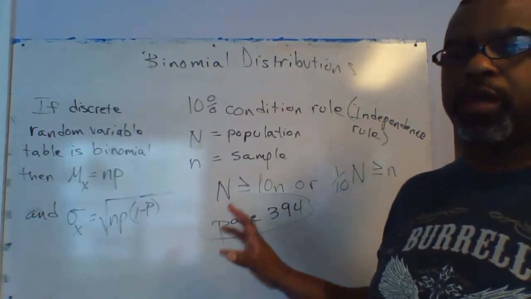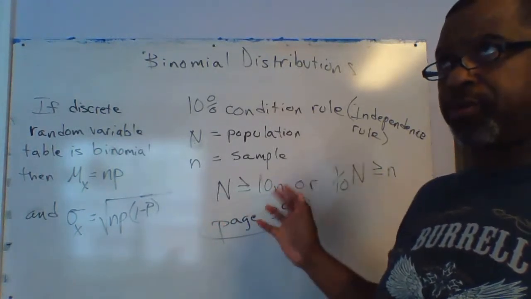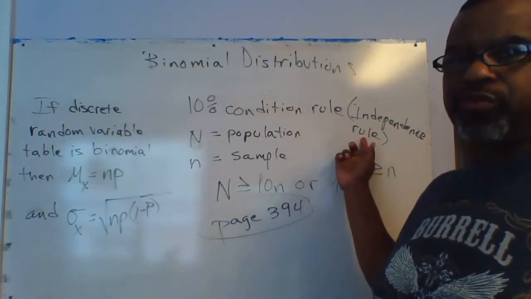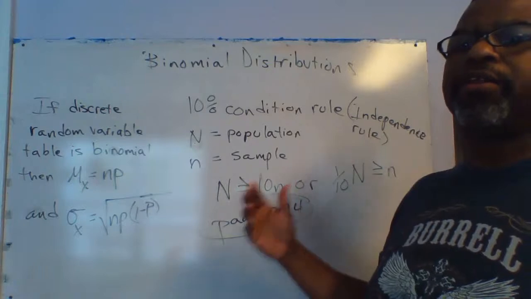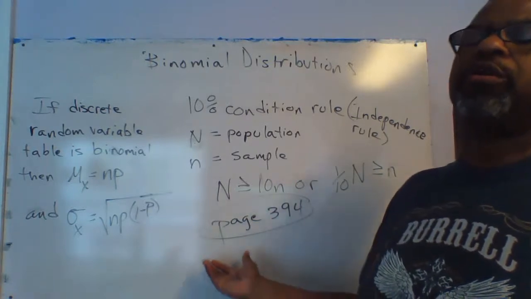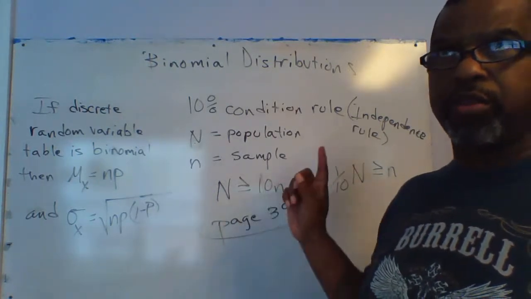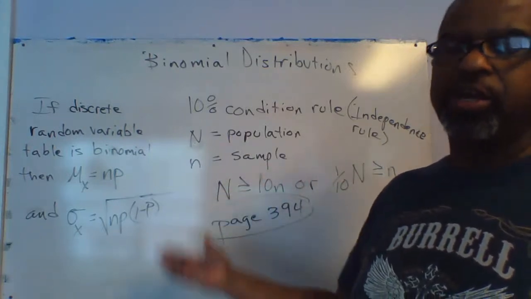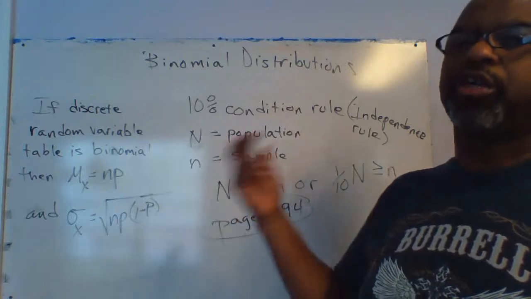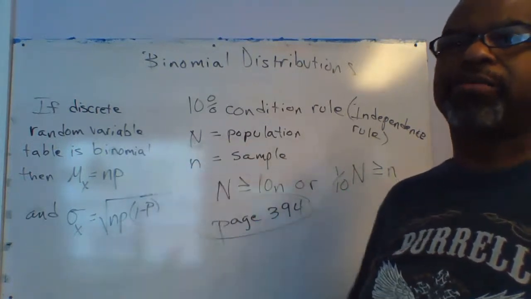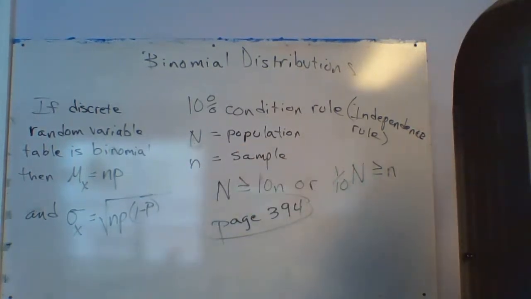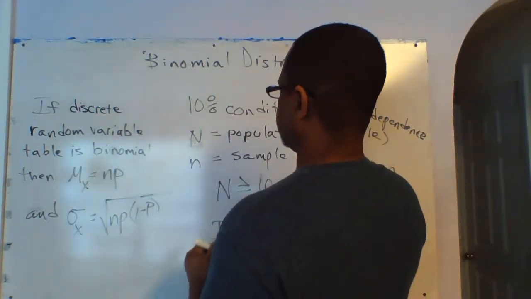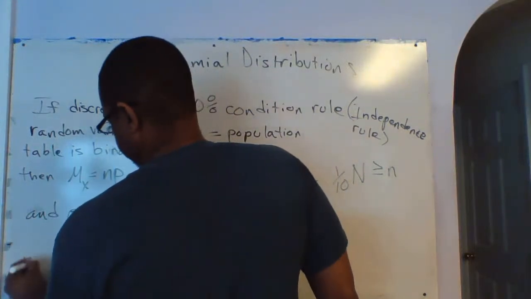If your data is binomial and you have the 10% condition rule, and another rule of thumb we're going to talk about in just a second, then you can use the norm curve to approximate your data. Okay, so I'm going to take this off. I'm going to put the 10% condition here.